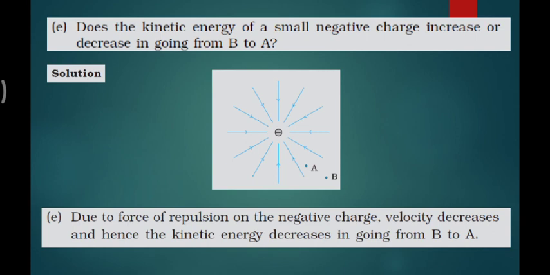If this same question is asked for a small positive charge, then the answer is exactly reversed. Due to the force of attraction of the positive charge, velocity is increased, hence the kinetic energy is increased from the B point to the A point.